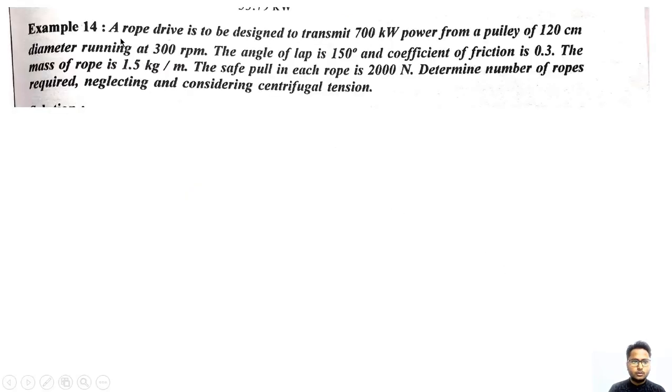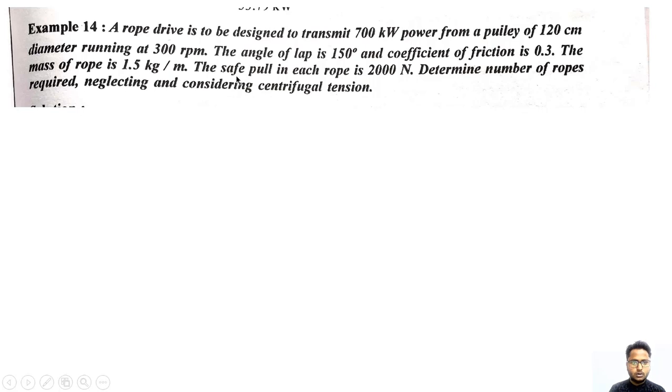This is the numerical problem in which it says that a rope drive is to be designed to transmit 700 kilowatt power from a pulley of 120 centimeter diameter running at 300 rpm. The angle of lap, that is the angle of contact, is 150 degrees. Since 150 degrees is given in degrees, we will convert it into radians, and the coefficient of friction is 0.3. The mass of the rope is 1.5 kg per meter. This is not exactly the mass, it is the mass per unit length, because the unit says kg per meter.